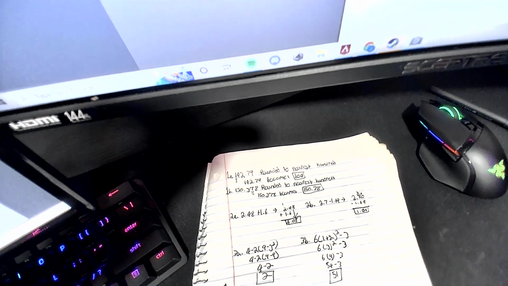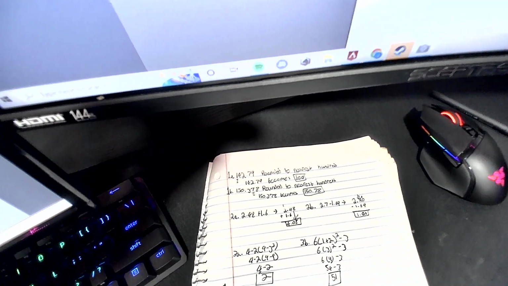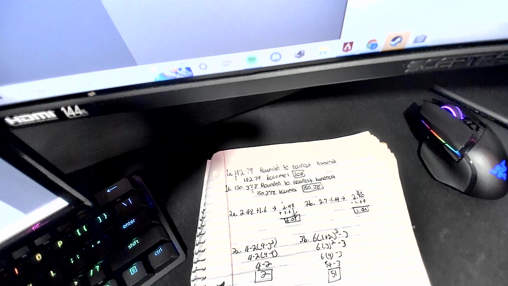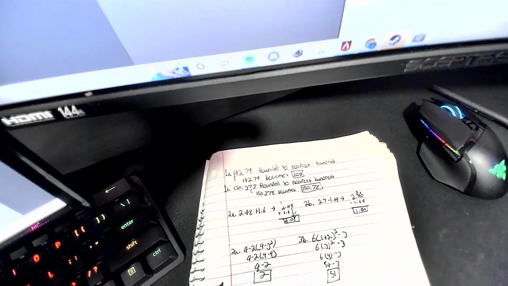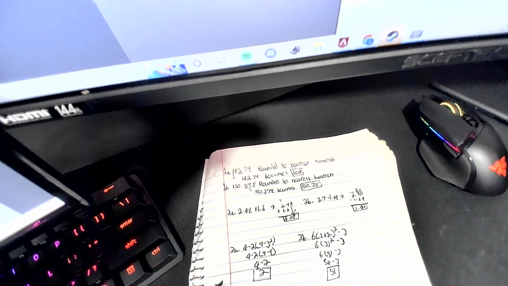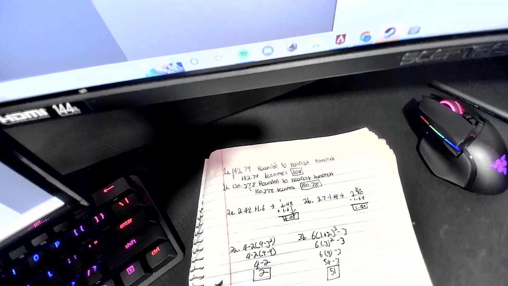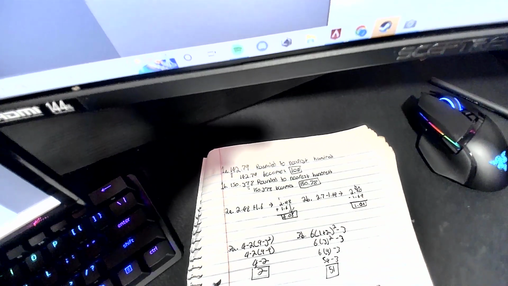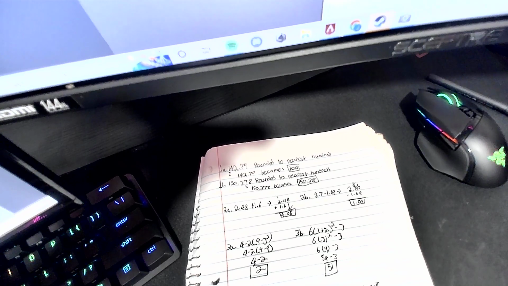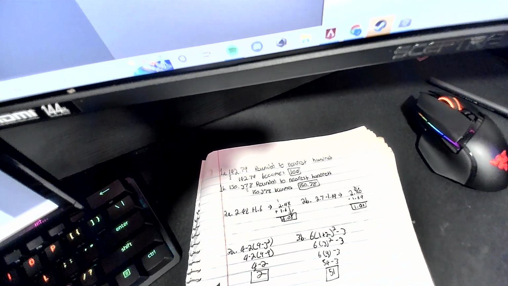The next one I had was 150.378 rounded to the nearest hundredth. I look at the number behind 7, which is 8. So this would become 150.78.